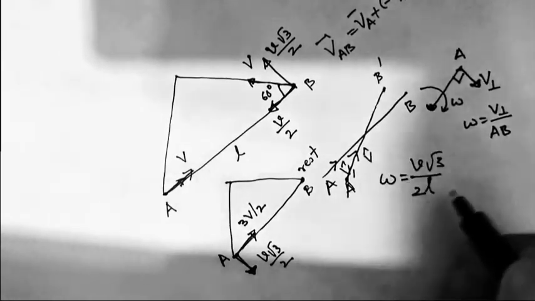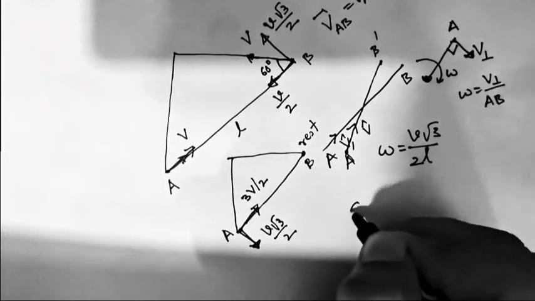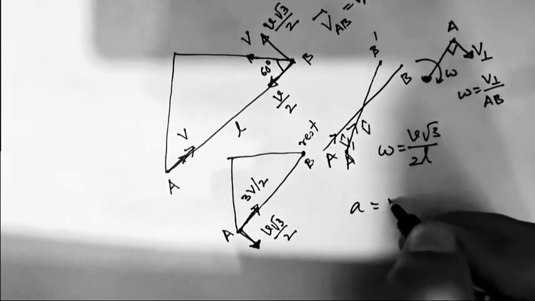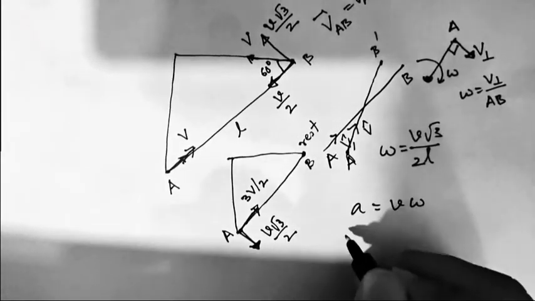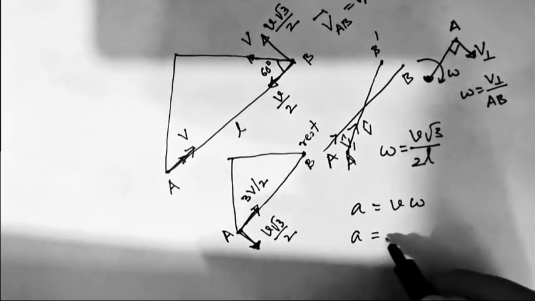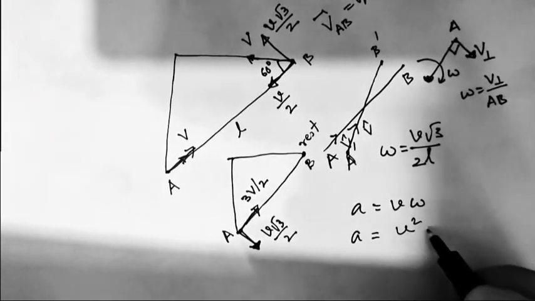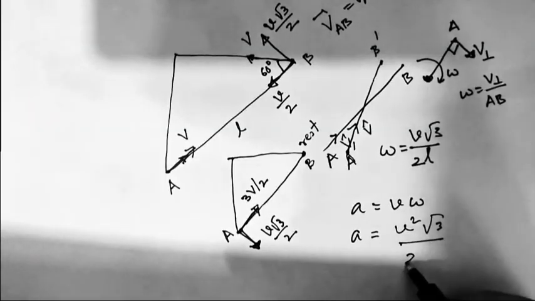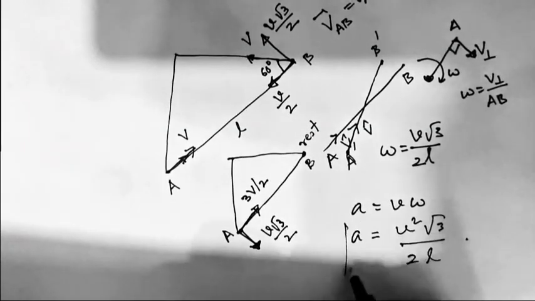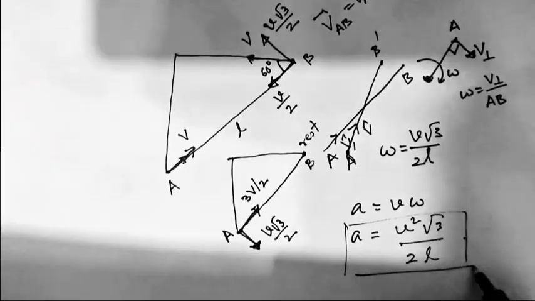Okay, so we got omega. So now I think acceleration you can answer. Acceleration was V times omega. So it will be V square root 3 by 2L. So this would be the acceleration of the particle.